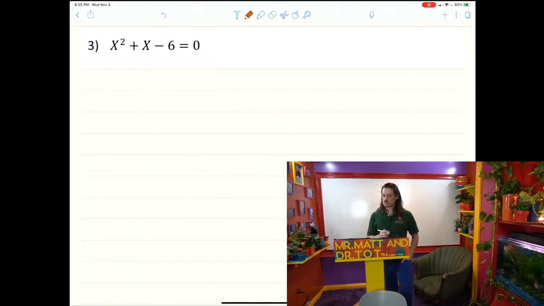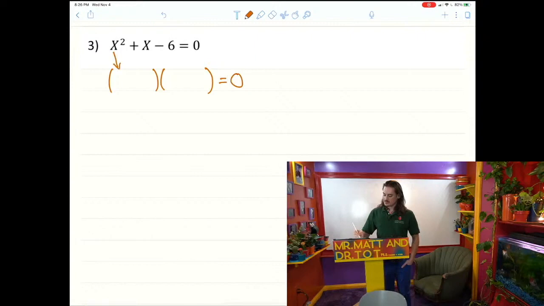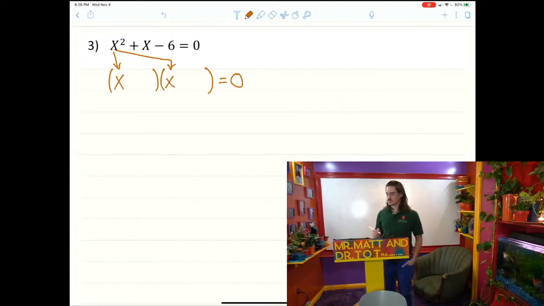Okay, so for question number 3, we have x squared plus x minus 6 is equal to 0. So start off by just setting up your two parentheses. We're going to split that x squared into two x's to the first power located in the first position of each parenthesis. And then we're looking for two factors of 6 that add together to get positive 1. The factors of 6 are 1 and 6, 2 and 3.